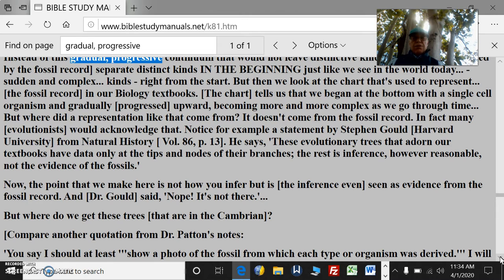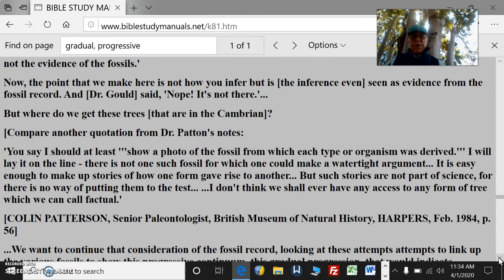They actually support creationism. The Cambrian rock strata, where life forms apparently were an explosion of existence, all the representatives of the vertebrates and invertebrates are there, albeit many smaller. The much larger ones are not any different, but larger. Now, the point that we make here is not how you infer, but is the inference even seen as evidence from the fossil record? No. Dr. Gould said, no, the evidence is not there. So what evidence do you have? It's what you believe should be there, or you believe what happened, but you don't have evidence.